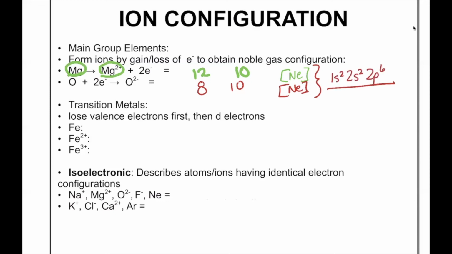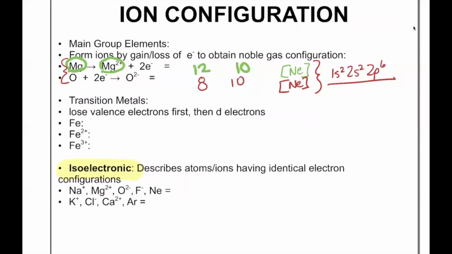And it turns out that these 2 species, magnesium and oxygen, in their ionic forms of Mg2+ and O2-, are what we call isoelectronic. What that means is that even though they are different atoms with different atomic numbers, their electron configurations are all the same. These isoelectronic species are going to typically have the electron configuration of a noble gas because everybody strives to have that full valence shell.